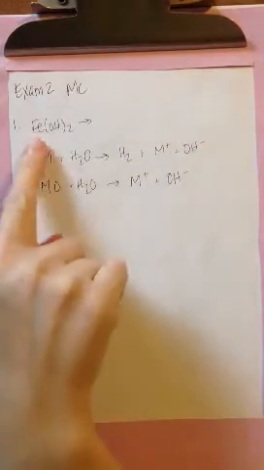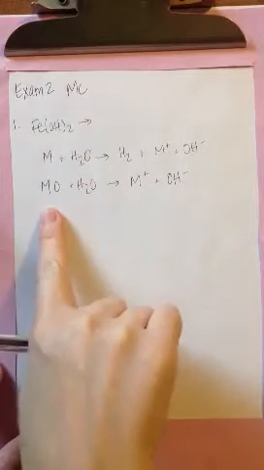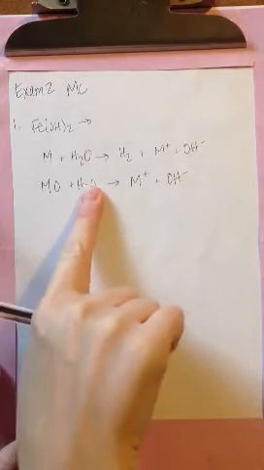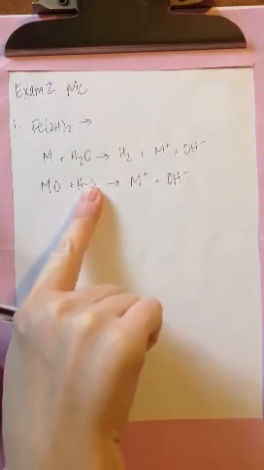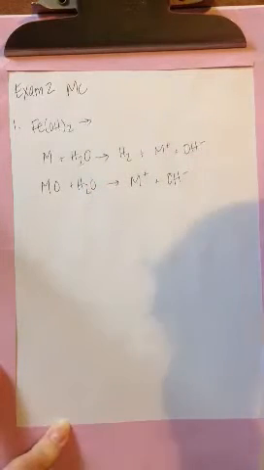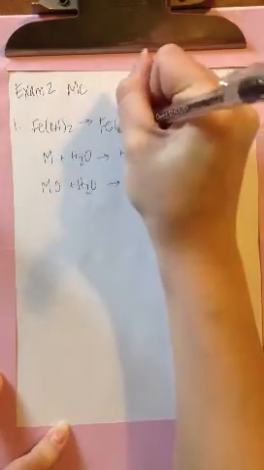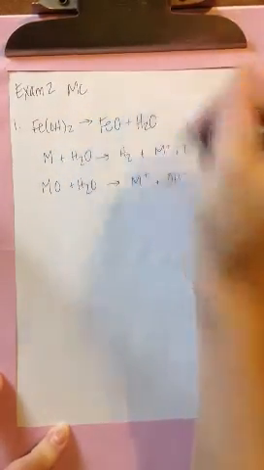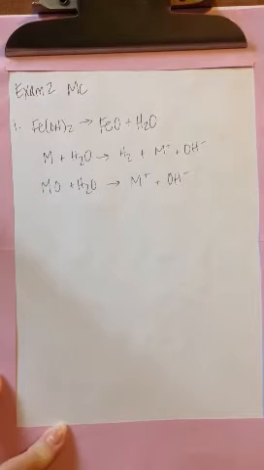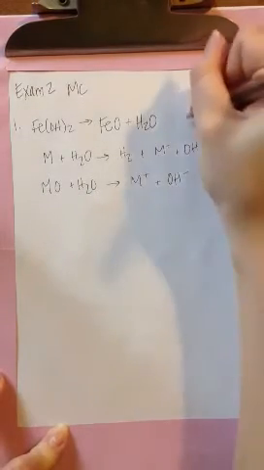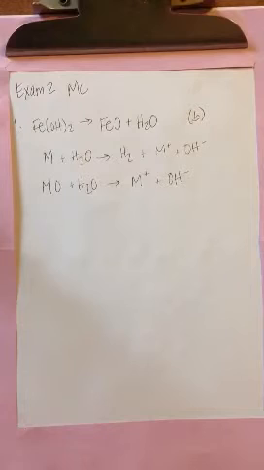Well, if I've got a metal and a hydroxide, that must mean it came from the metal oxide and water. So if I look at this, the only option I have like that is iron 2 oxide and water. And it's the reverse of the rule. So that is B.